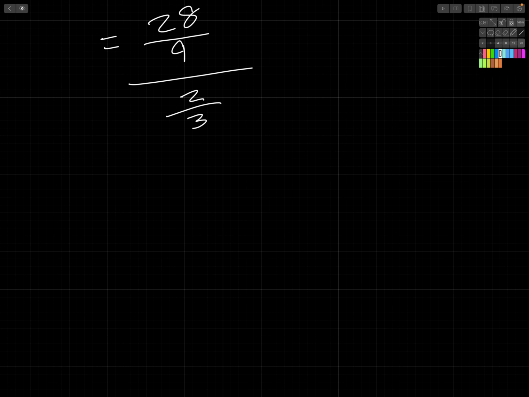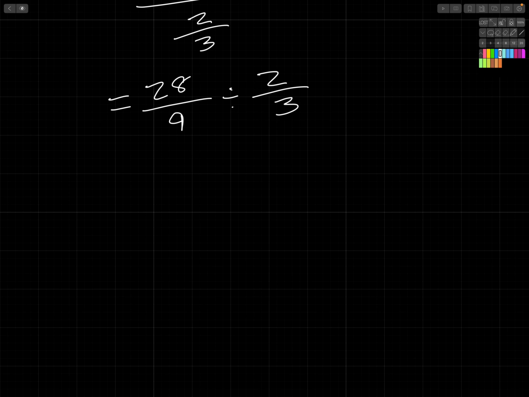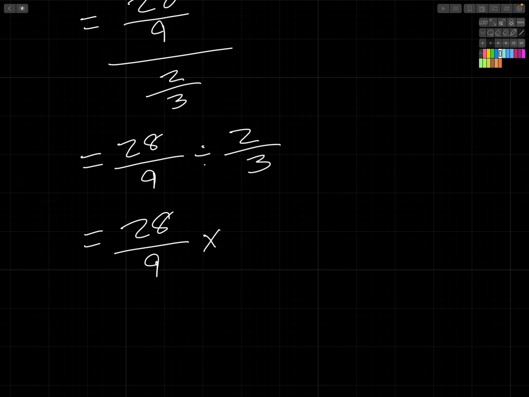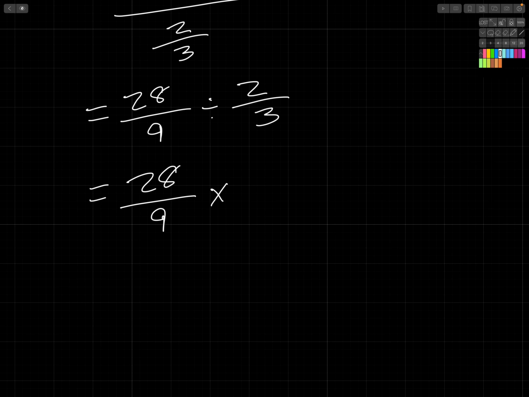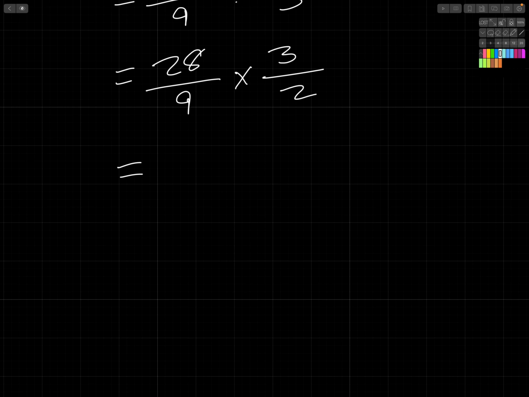So now, remember, this line means division. So it's essentially saying 28 over 9 divided by 2 over 3. And this is essentially just dividing fractions, which we learned about. We keep the first number the same. The opposite of division is multiplication. So we times, because we flipped this sign around. And then we flip this fraction around. So it would be 3 actually on the top and 2 on the bottom. And then you do regular fraction multiplication. 28 times 3 is 84. Over, and then 9 times 2 is 18.